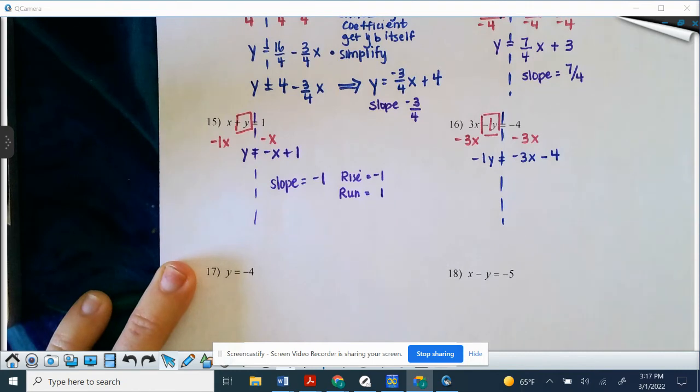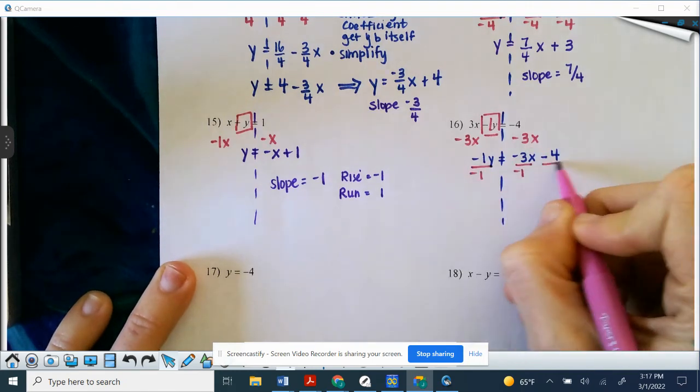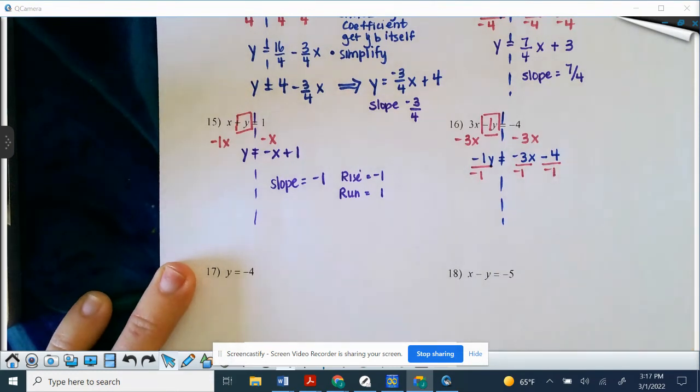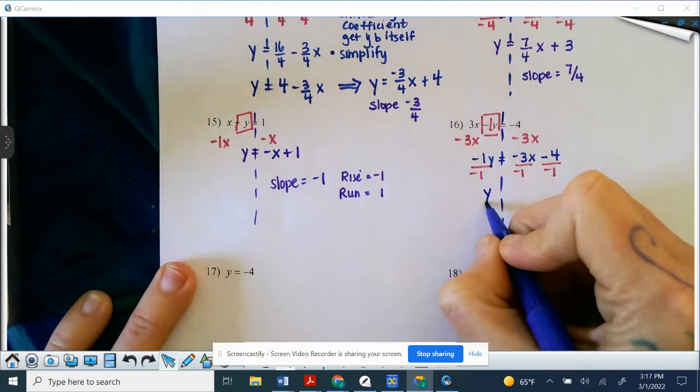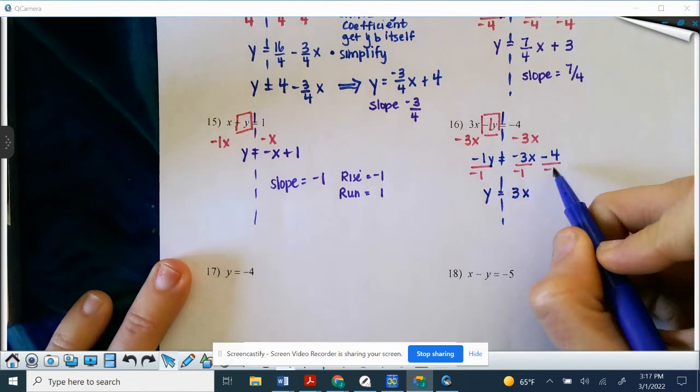Y is not by itself yet. We're going to divide everything by a negative 1. And hopefully you remember that if we divide everything by a negative 1, all that really does is change the sign. So it now becomes positive or negative if it was positive. So y is going to equal negative negative gives me a positive 3x, and negative negative gives me a positive 4.